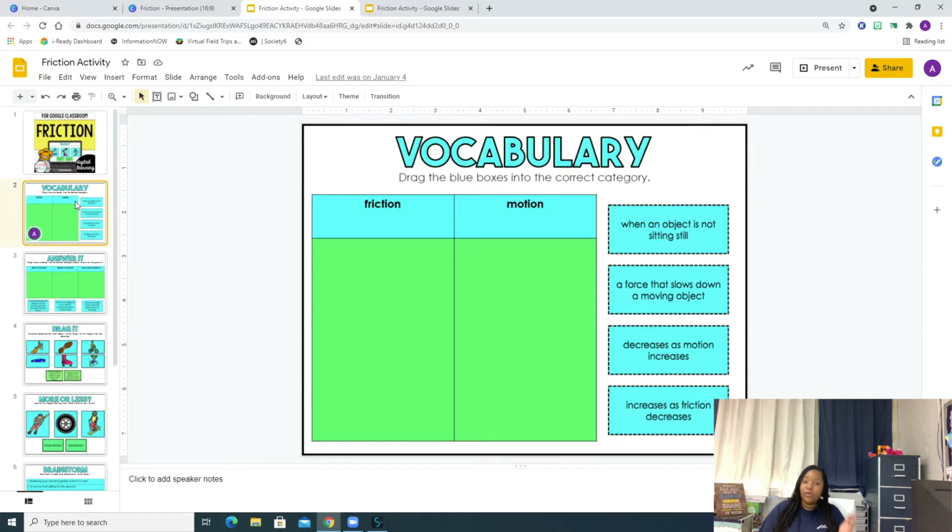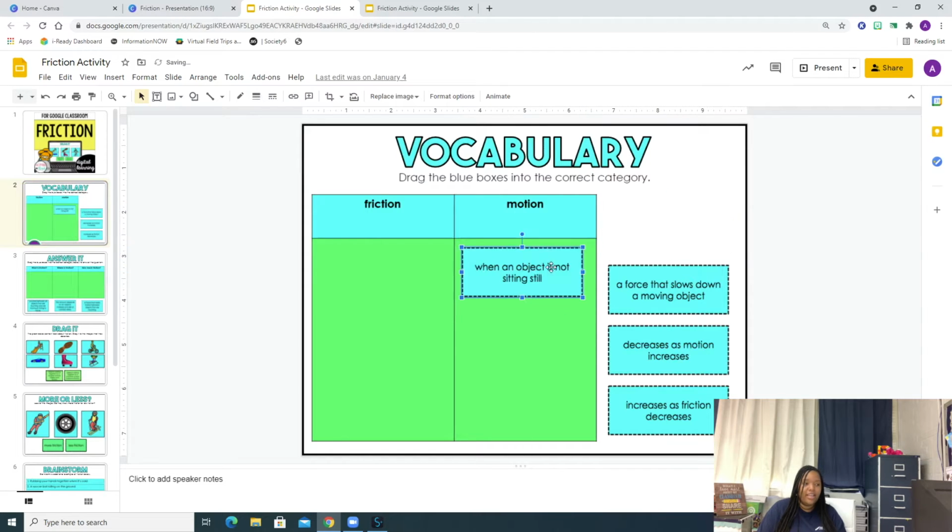So we have friction and motion. First, vocabulary. It says drag the blue boxes into the correct category. Well, again, I know that friction wants to stop movement or motion. So let's think about that as we look at each of these boxes. When an object is not sitting still, I know that if something is not sitting still, it must be moving, which is motion. So I'm going to drag that here. I hope you agree.